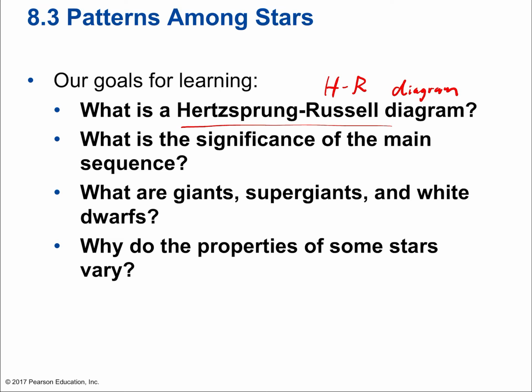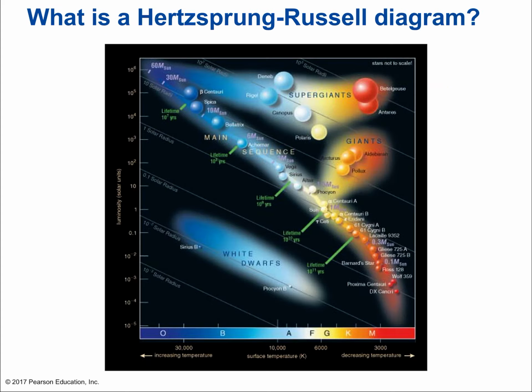Okay, so instead of saying the full name. What is the significance of the main sequence? All right, there's that term again. What are giants, supergiants, and white dwarfs? And why do the properties of some stars vary? Okay, so big questions, big thing about the patterns. Okay, all right, let's get into it.